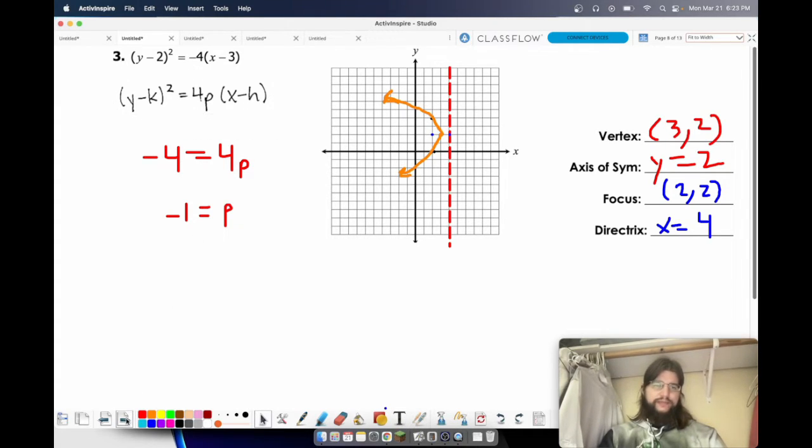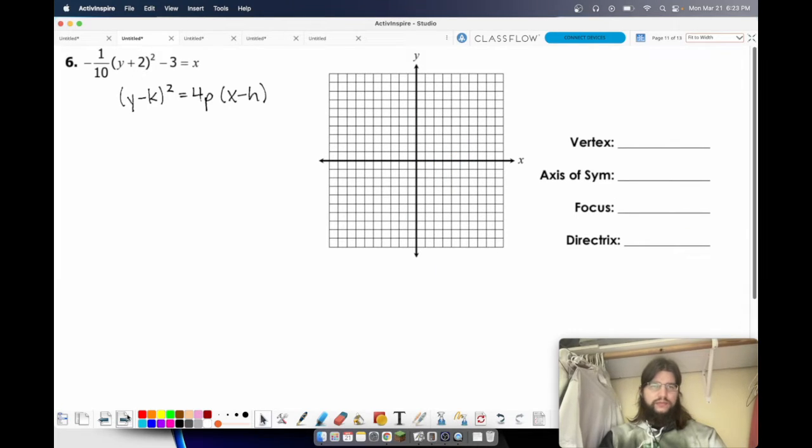Grab that. All right, so let's rearrange this a little bit. So that's going to be add 3 to both sides. That's going to equal x plus 3, right? Now, I need to take this negative 1/10 and multiply both sides by negative 10. That way it'll cancel here.